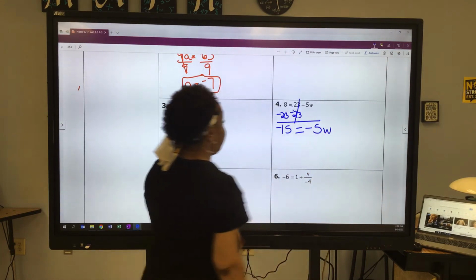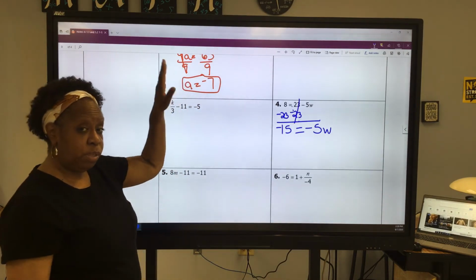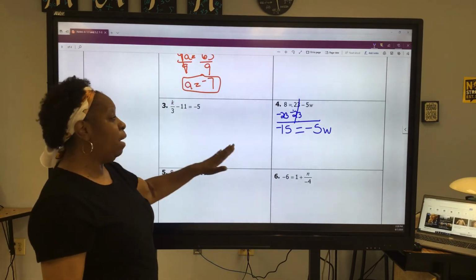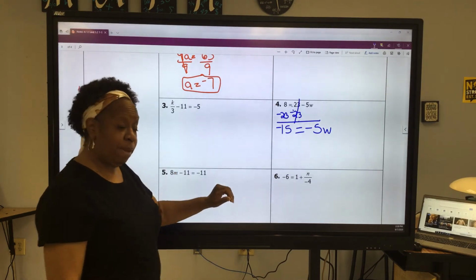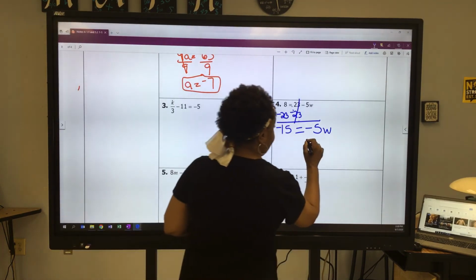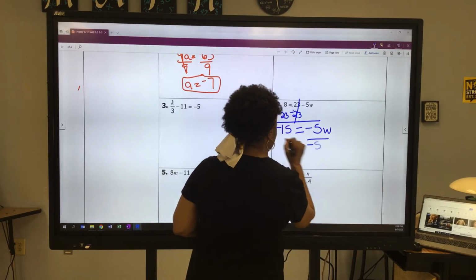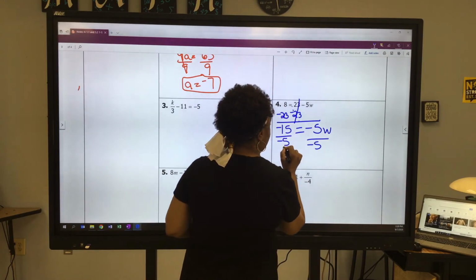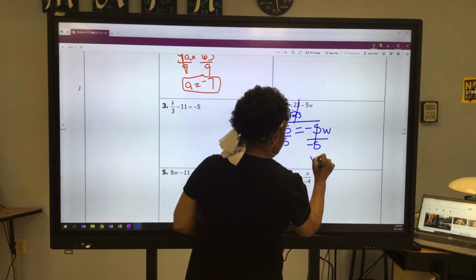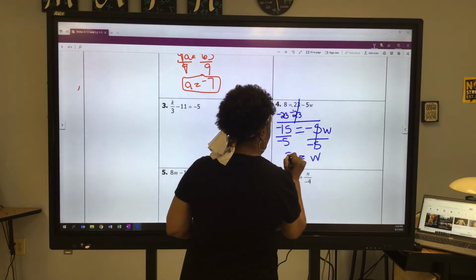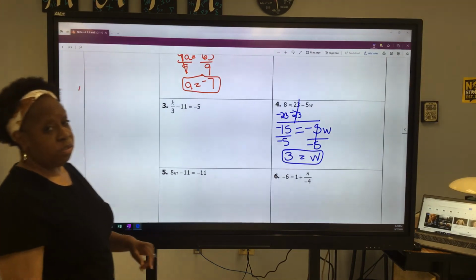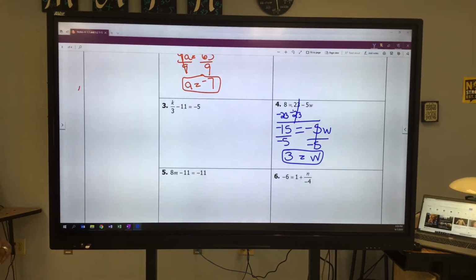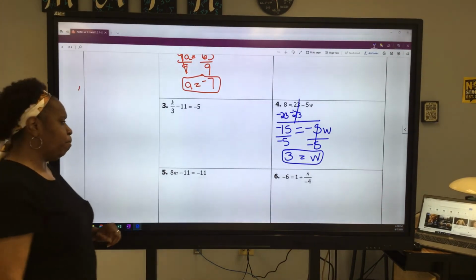That's going to equal negative 5w. So it's like step 2 said, we got rid of the addition and subtraction. We undid that first. Now we're going to undo the multiplication or the division. Negative 5 is being multiplied by w. Let's undo that. Negative 5, negative 5. Cancels. W equals 3. And it's okay if the w is on the other side. You could say 3 equals w. That's perfectly okay. All right?